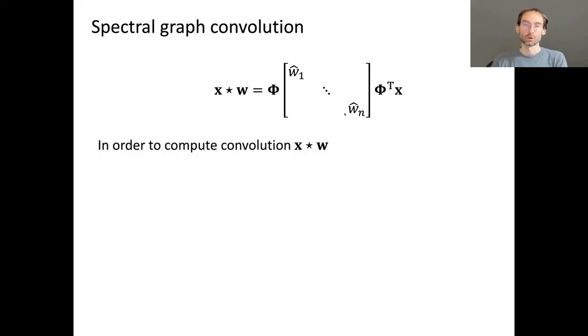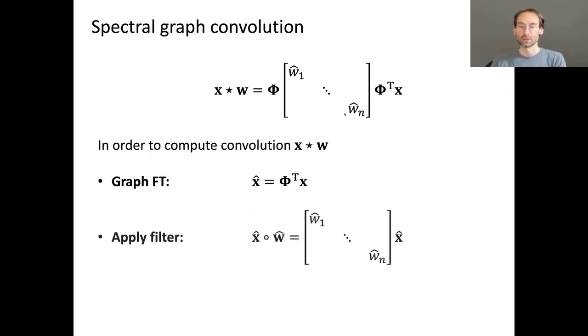So in order to compute convolution of x with w, we first apply the graph Fourier transform, right? We multiply our signal x by the graph Laplacian eigenvectors. So this is encoded by the matrix phi. Then we apply the filter by diagonal matrix multiplication, element-wise product, and then we apply the inverse Fourier transform, okay? So far it looks exactly the same.